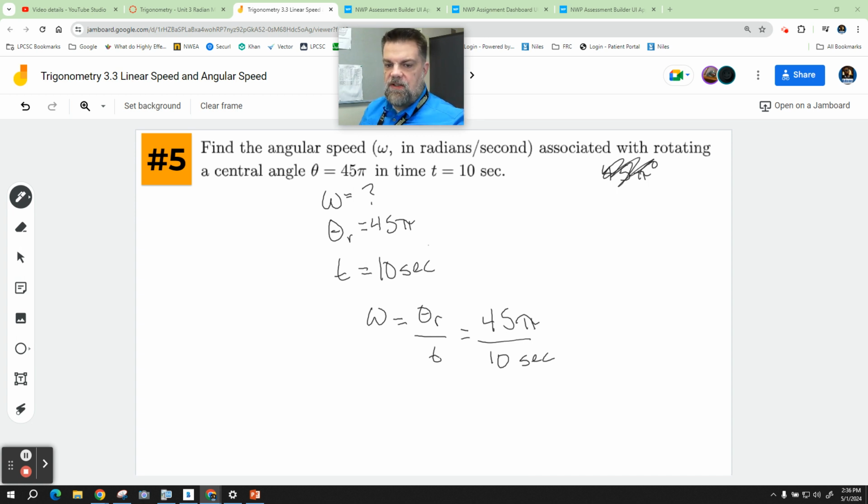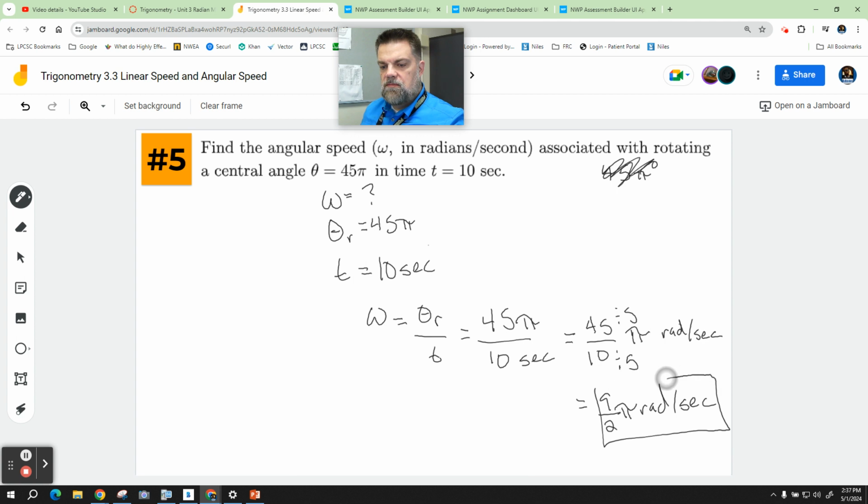So what I really need to do is simplify this fraction. So I'm going to think of it as 45 over 10, then pi, and that's going to be radians per second. Both of these are divisible by 5, so I'm going to think in my head, divide the top by 5, divide the bottom by 5. I get 9 over 2 times pi radians per second. And that's it.